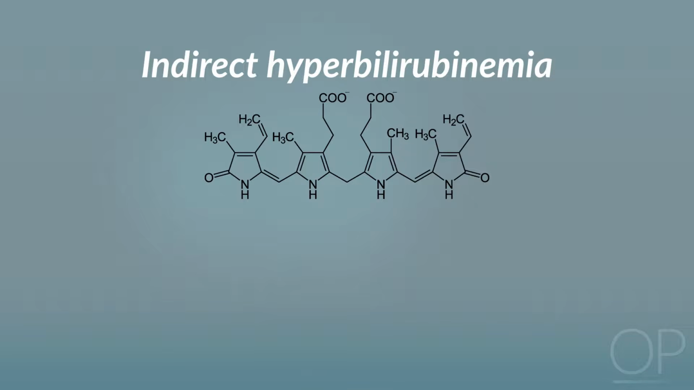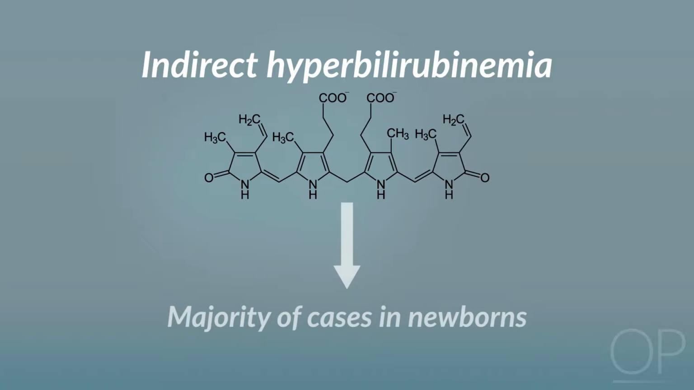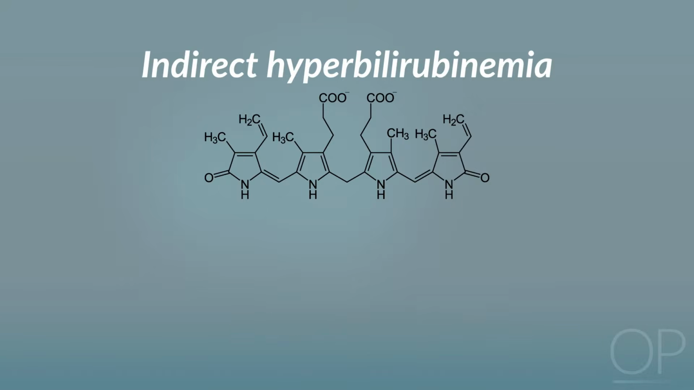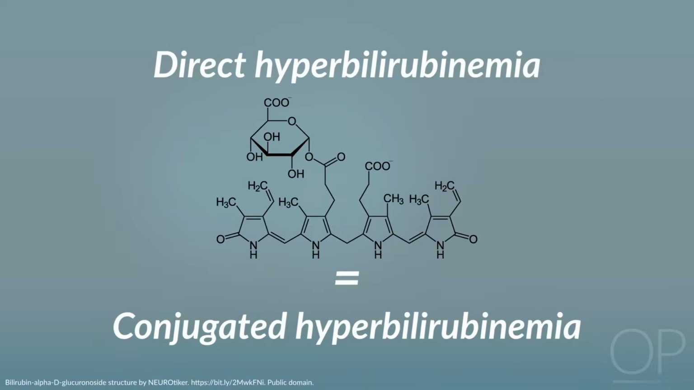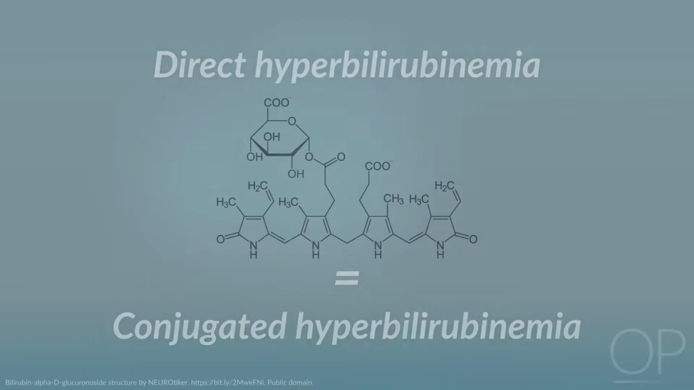This video will focus on indirect hyperbilirubinemia, which encompasses the vast majority of hyperbilirubinemia you will see in newborns. Indirect and unconjugated hyperbilirubinemia refer to the same process, and you will see these terms used interchangeably. Direct and conjugated hyperbilirubinemia are also interchangeable and will be touched on only briefly in this video.